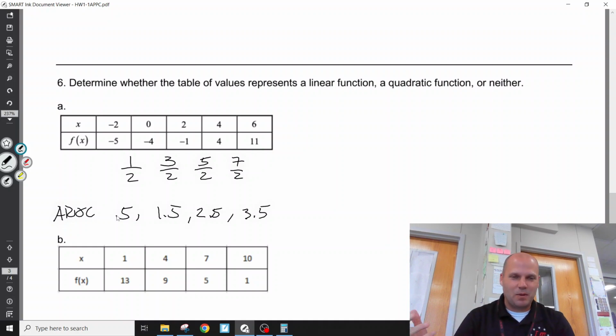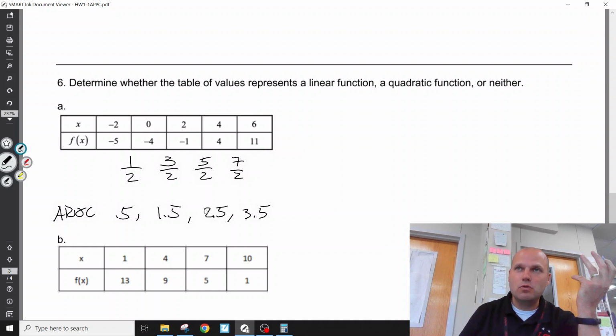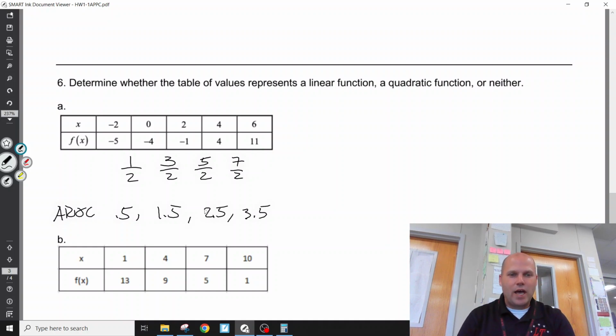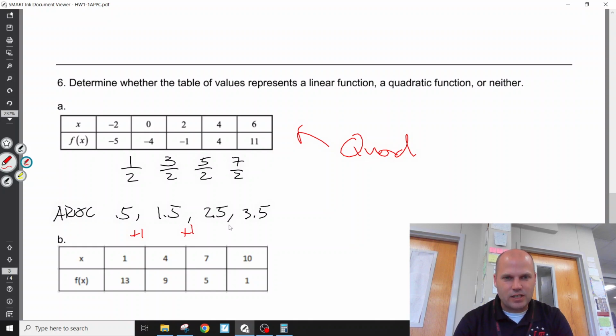-5 to -4 increases by 1. I should have just done the math. Anyways. You see your average rates of change are 1/2, 1.5, 2.5, 3.5. You notice that there's this pattern that you're increasing by 1. The rates of change are linear in nature. That is how you establish that it's a quadratic. We'll talk about how you look at the second rates of change, the rate of change of the rate of change. And if those are constant, boom, you have a quadratic.